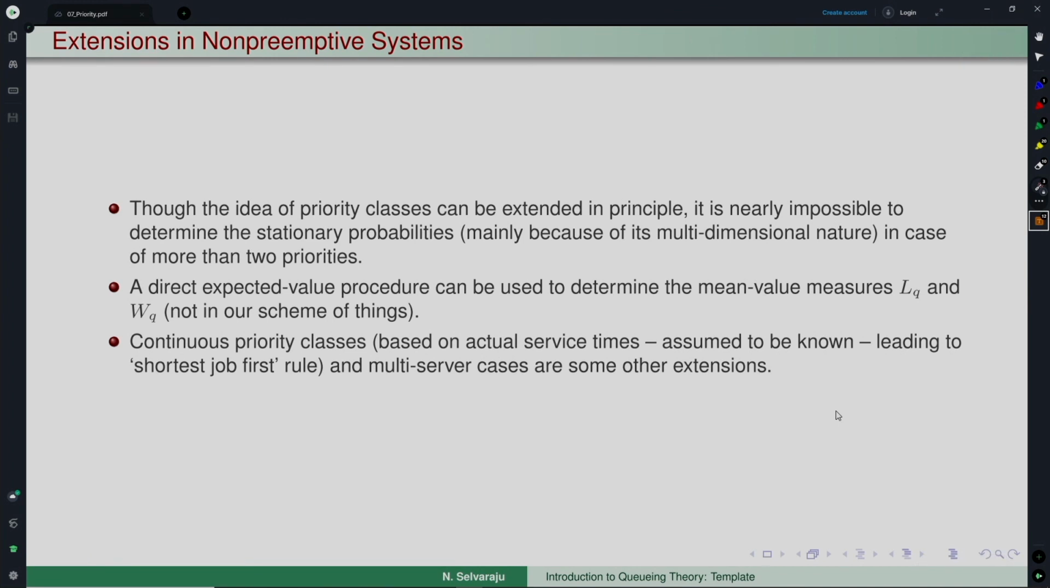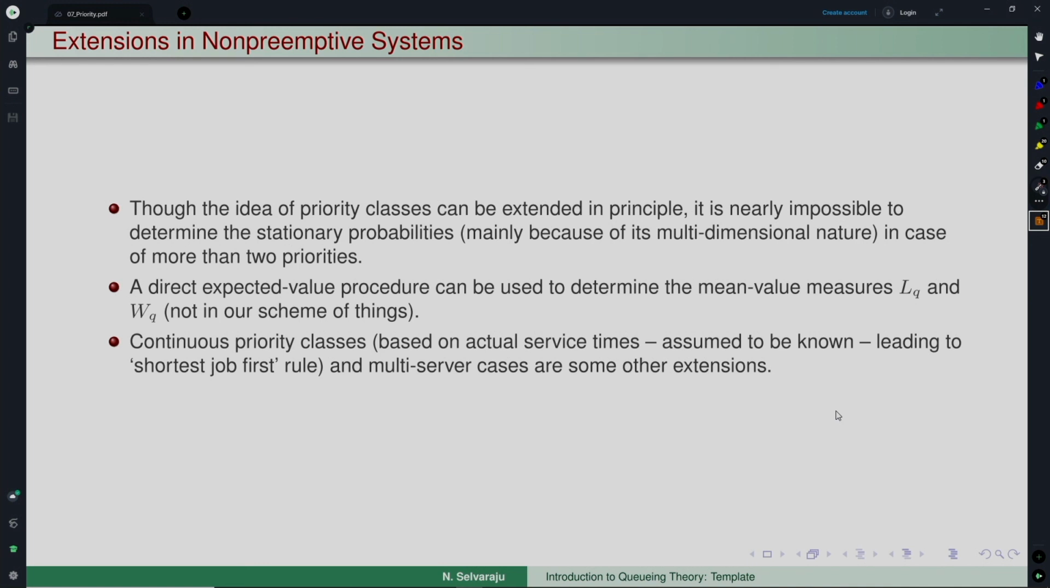Now, there could be some extensions that one can think of with respect to non-preemptive. Of course, there are many directions. We have dealt with only 2 classes, but more classes one can obviously handle theoretically in principle. The principle remains the same. But we have seen, even in the case of 2 priorities, obtaining the steady state probabilities is very difficult. For more than 2 priorities, it is almost impossible, right.